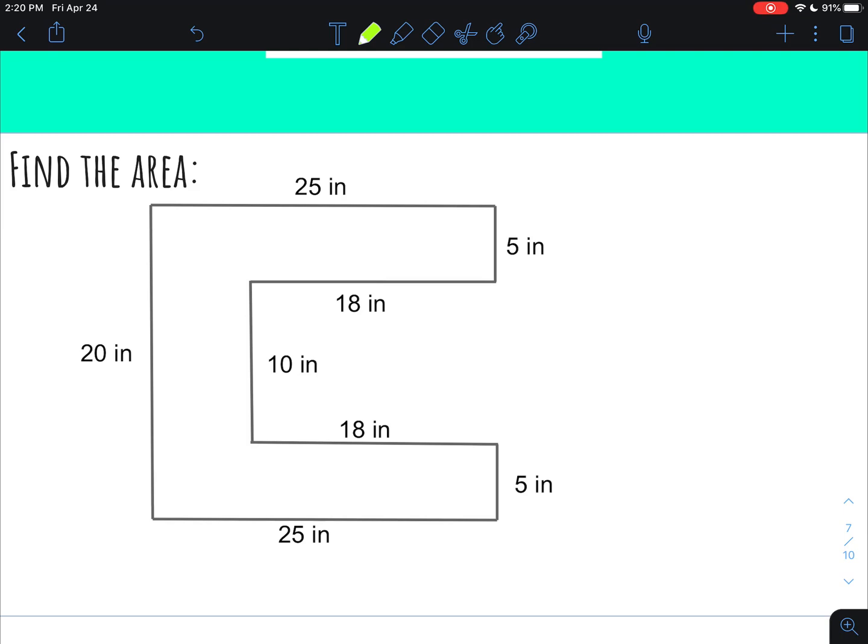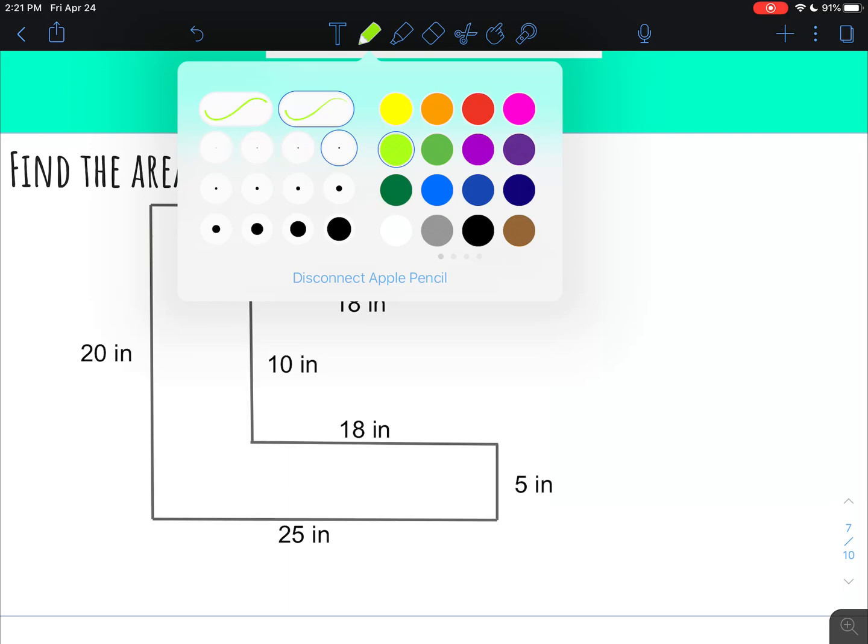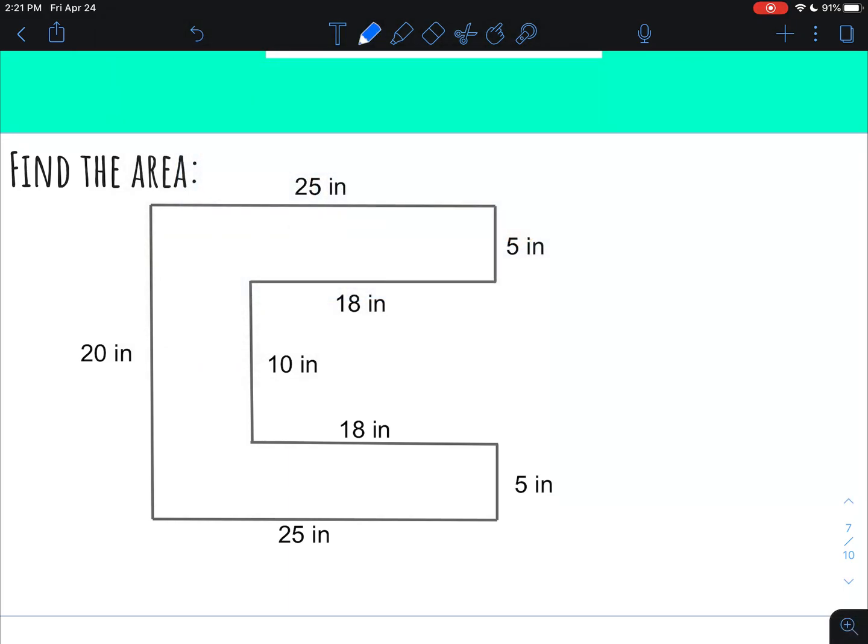So when it comes to the strategy today, if you're looking at this shape, it's kind of like a big C, you could split this into 3 rectangles by cutting it there and cutting it there and having 1, 2, 3 rectangles. That is a choice, and if you want to do that, go for it. That will absolutely get you the answer, but I'm going to show you something a little different. So how my brain does this, and that's not necessarily how your brain will do it, is it thinks about this whole rectangle right here.